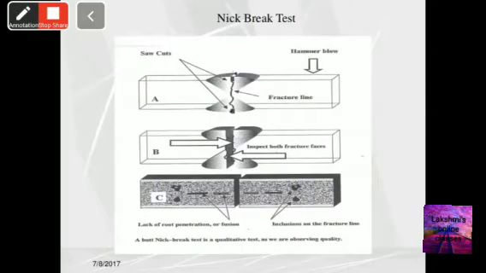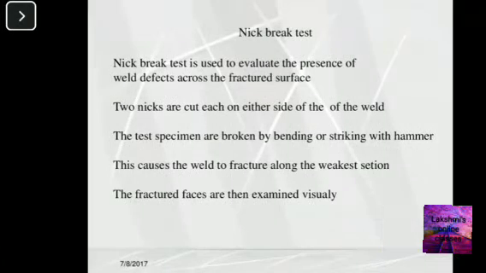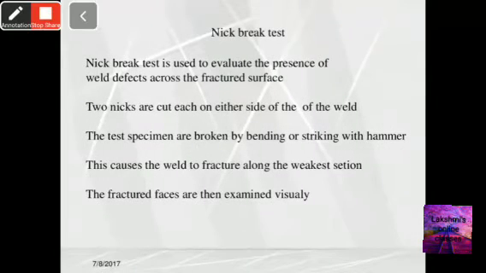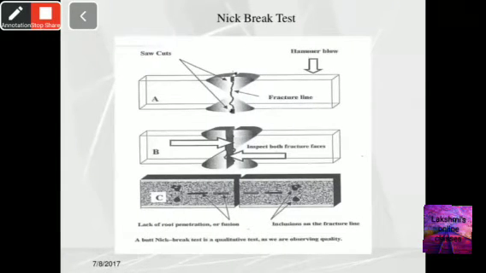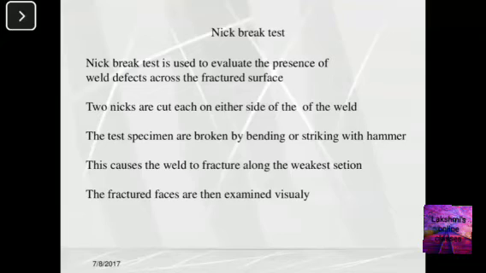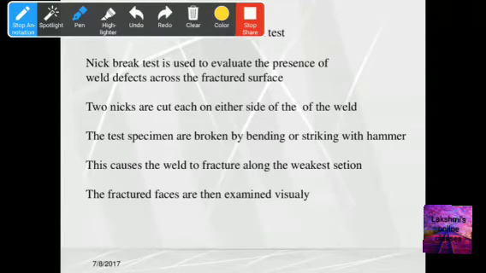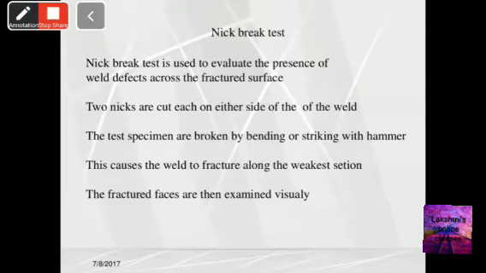So coming to the nick break test. This is the nick break test outline diagram. Here you can observe two nicks are cut, on either side of the weld. The specimen is broken by bending or striking with a hammer. This causes the weld to fracture along the weakest section. The fractured faces are then examined visually.